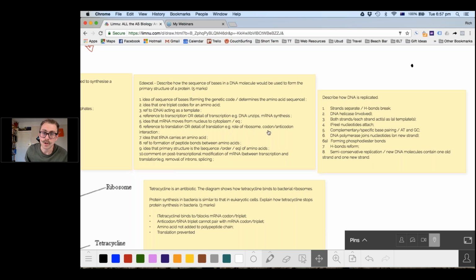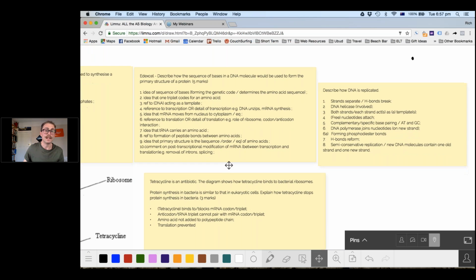The role of a ribosome, codons or anticodons. Transfer RNA carries the amino acid. The formation of peptide bonds between amino acids. The primary structure is the sequence or order of amino acids. Okay, so really, really similar.